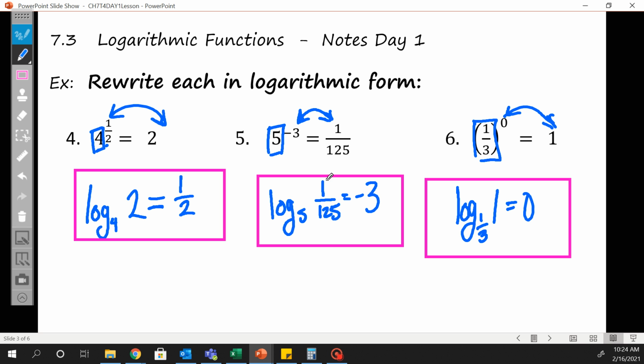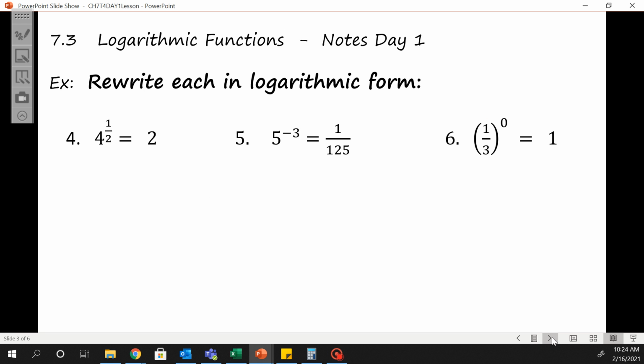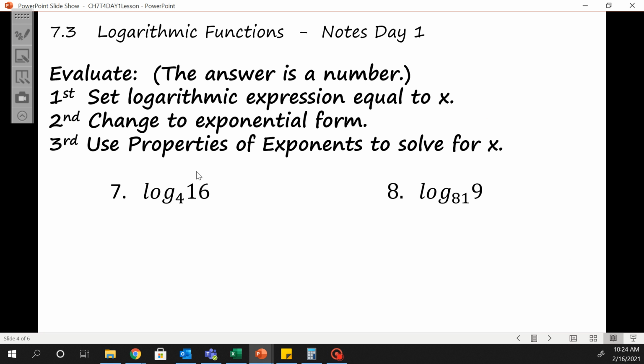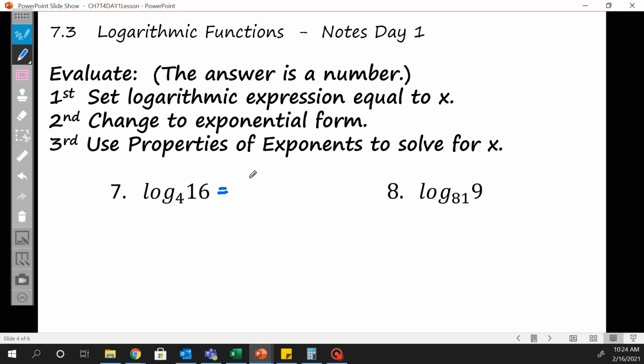We just need to switch the question. We just need to make sure the question is asking the right thing. Now, what if we want to actually find the value of a logarithm? For instance, all of the previous problems gave us the value. They said log of this is equal to this. At number 7, it says log base 4 of 16, but it doesn't tell us what it's equal to. It's our job to figure out what it is equal to.